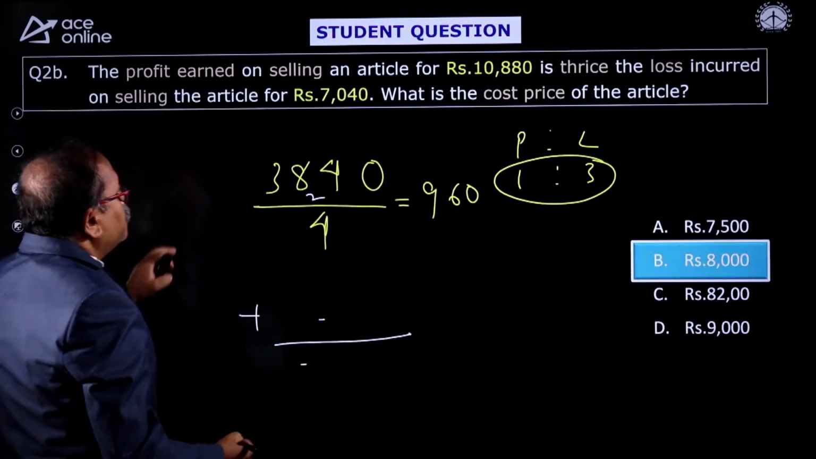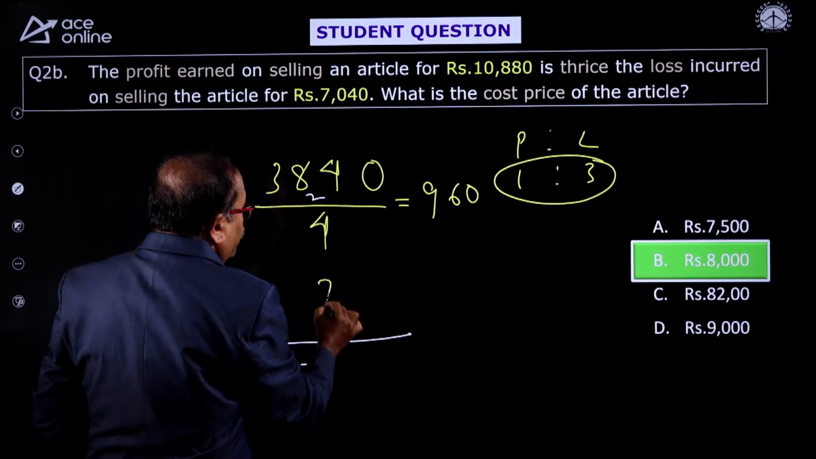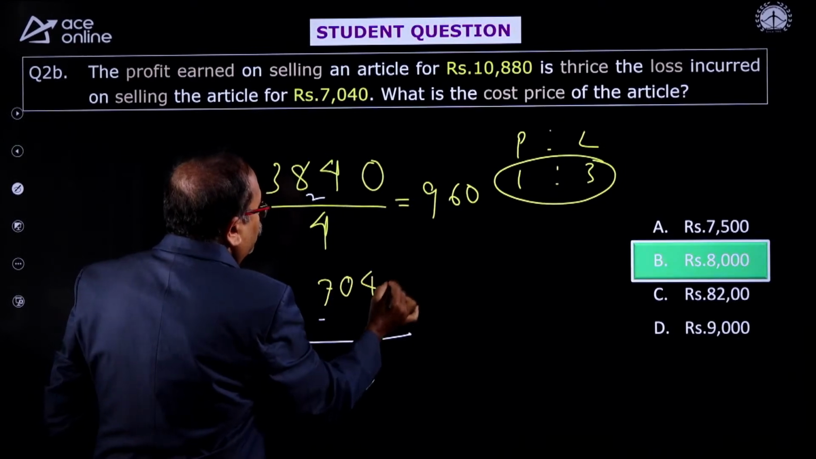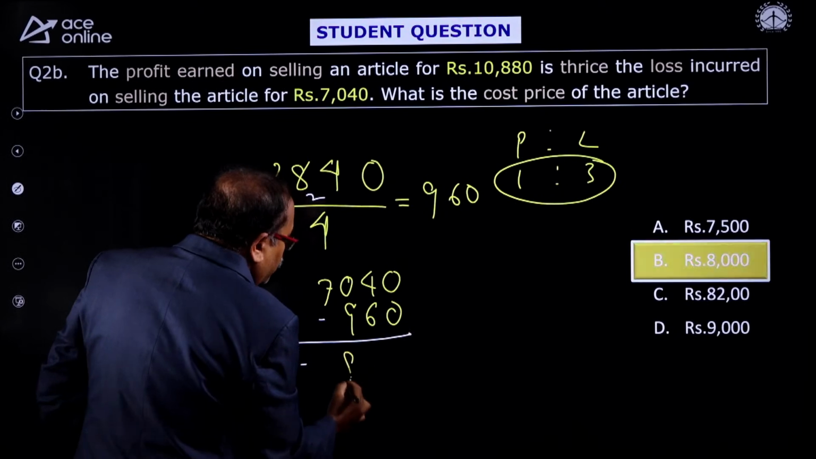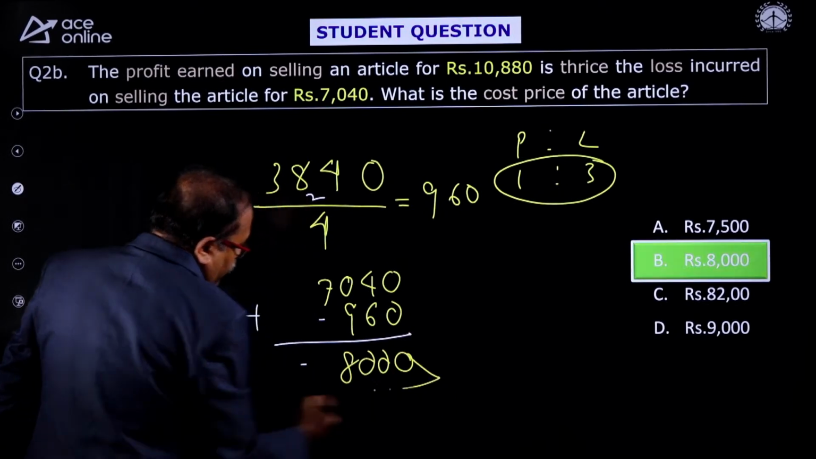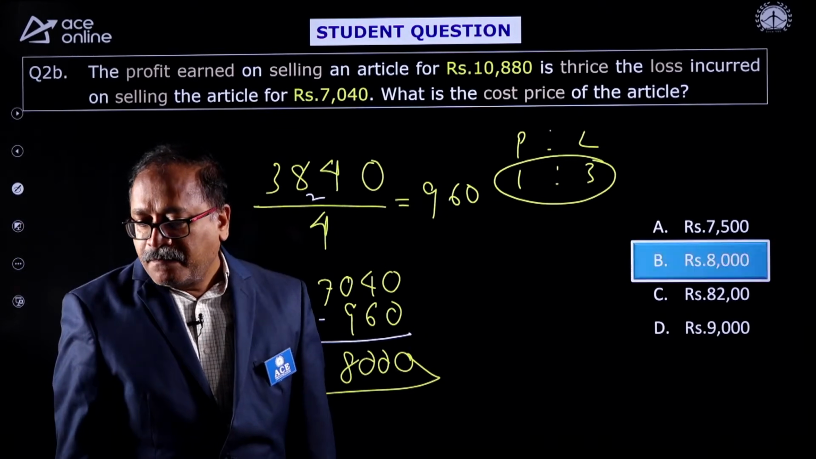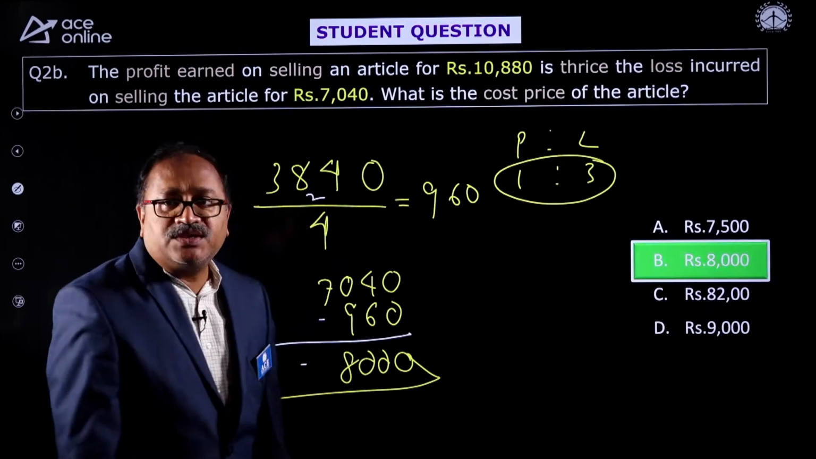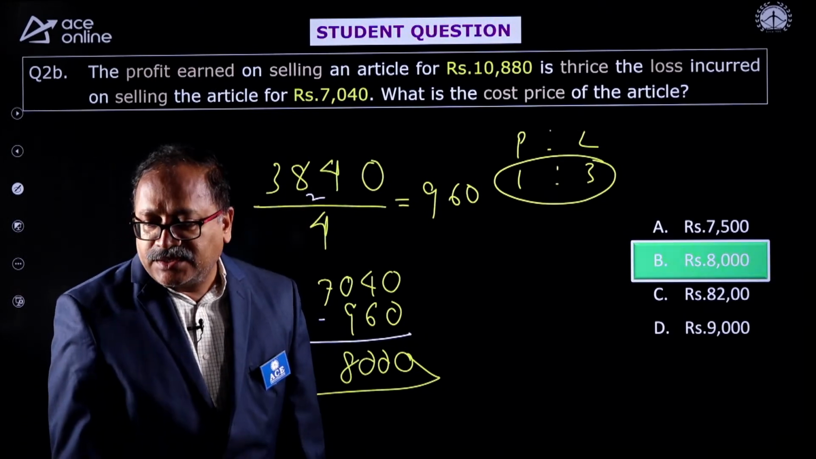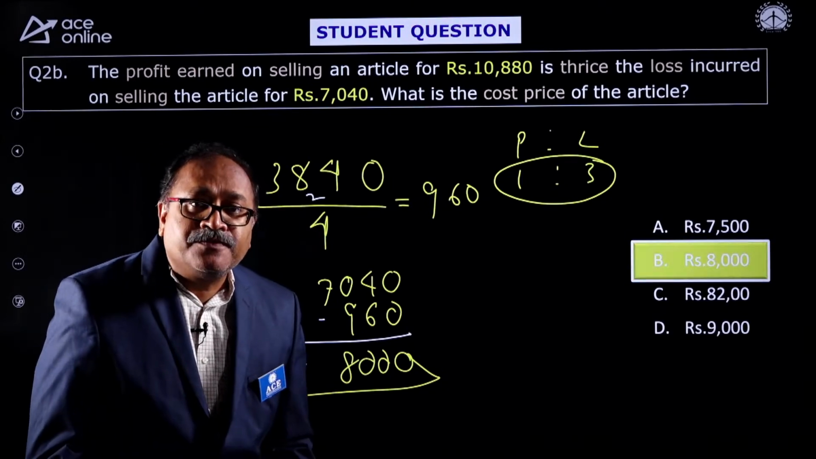So what I need to do, Mr. Joseph, if you are listening, is take the smaller selling price, that is 7040, and add this 960, and you are getting 8,000, which my friend has rightly said. Well done. Joseph, 3840 will come. No, sir. Yes, that's right, Joseph. So shall I move on to the next question?